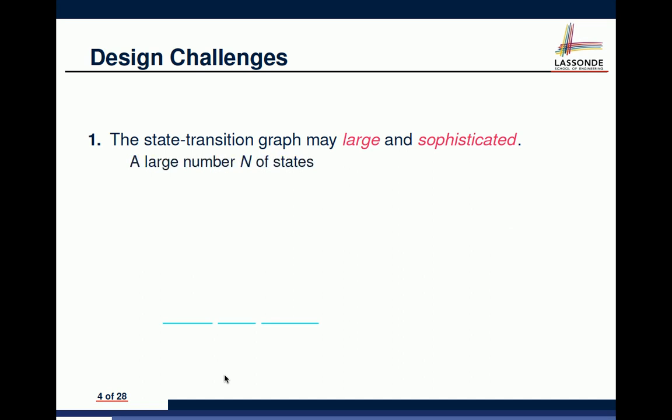So I'm just talking about the inherent complexity for this kind of problem here. Given a large n, you might have a large number of states. You just cannot get away from that.